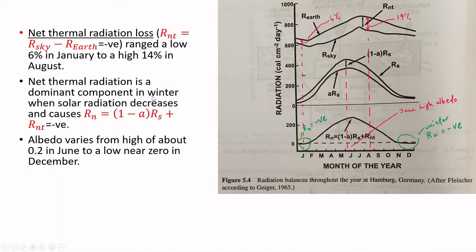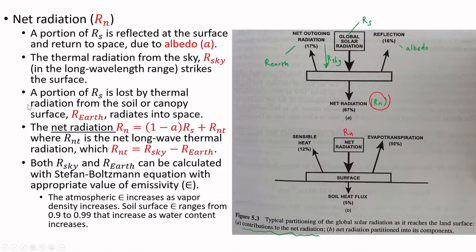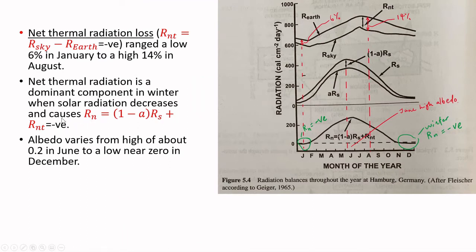Net thermal radiation is a dominant component in winter, when solar radiation decreases and causes the net radiation to become negative. You can see that in wintertime, from December to January, we have negative net radiation because the net thermal radiation becomes dominant. The global solar radiation reduces to almost none, not significant compared to the net thermal radiation loss. So you get a negative value when it comes to radiation balances. Also, the albedo varies from a high of about 0.2 in June to almost zero in December. So albedo changes from month to month.